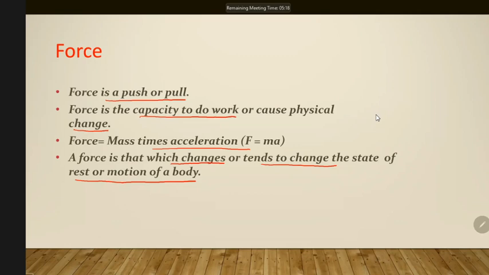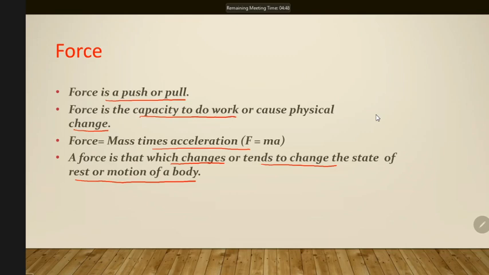If that object or if that force has some capacity to do some new work or cause any physical change, that is called force. And mathematically we can evaluate it by saying that force is mass times acceleration. And also you can say a force is that which changes or tends to change the state of rest or motion of the body after applying force. That is called force.